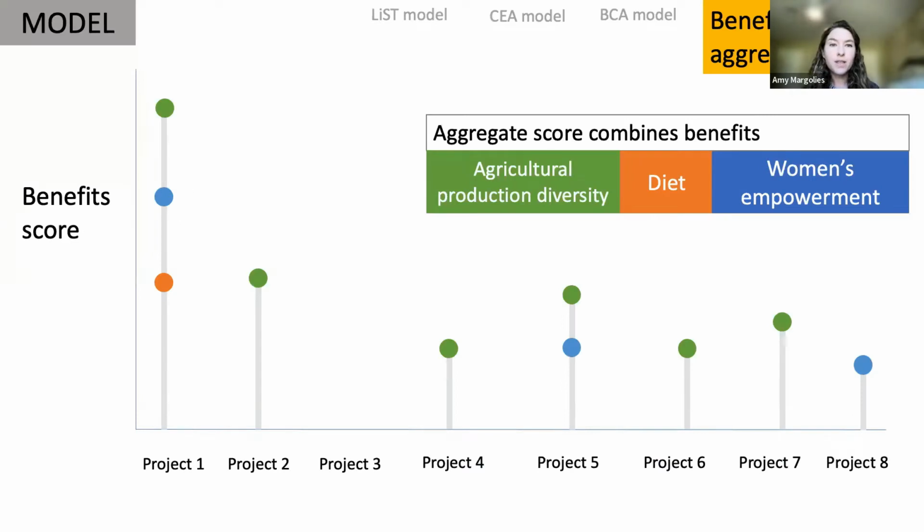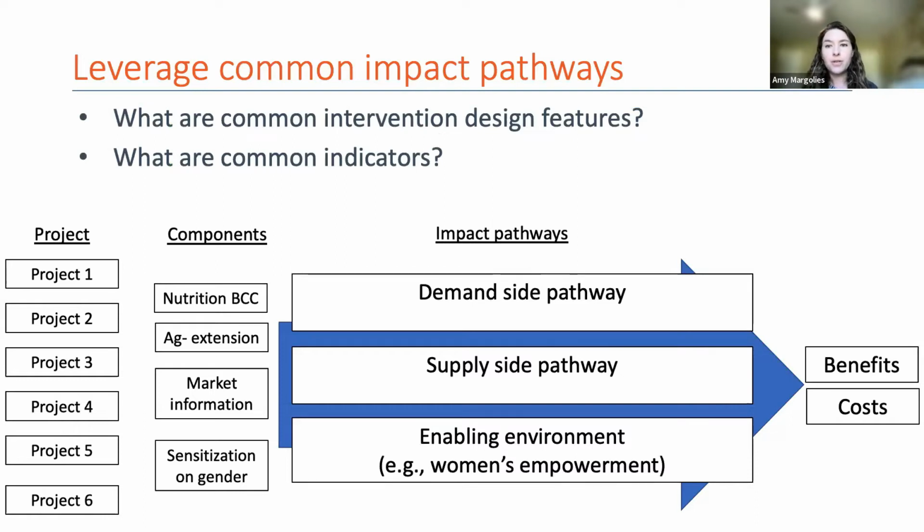Conceptually, we wanted to think about a benefit score that's an aggregate combining different benefits across different impact pathways. Here, for example, you see not just that one project performing, but many different projects performing across different impact pathways in terms of impacts on, for example, agricultural production diversity, diets, and other outcomes such as women's empowerment. So we want to think about how to compare these programs, especially programs that target different populations with different activities. To do so, we went back to the ANH Value Chain for Nutrition framework that originally came out of the Technical Working Group on Evaluation, and thought through how these programs leverage common impact pathways.